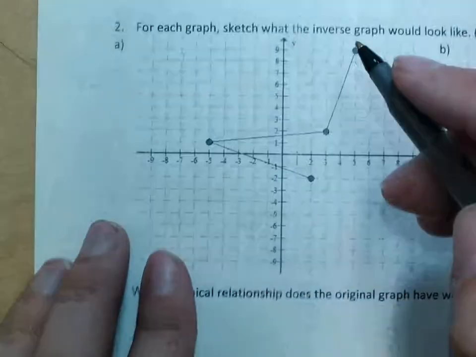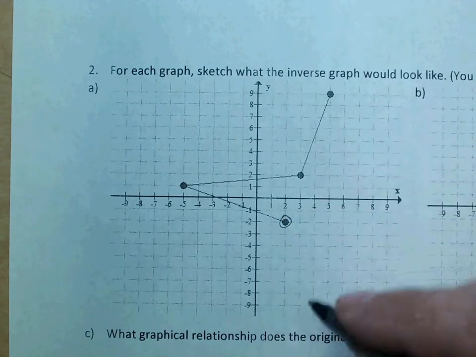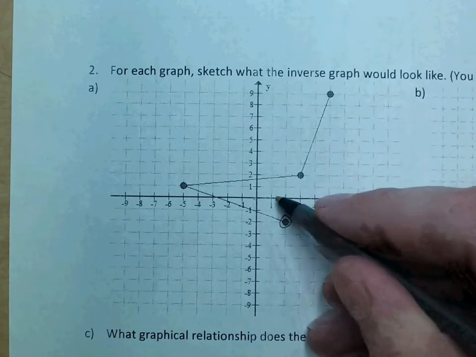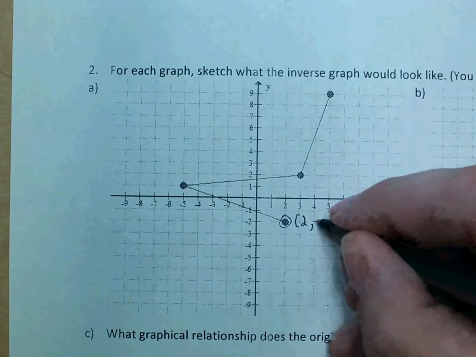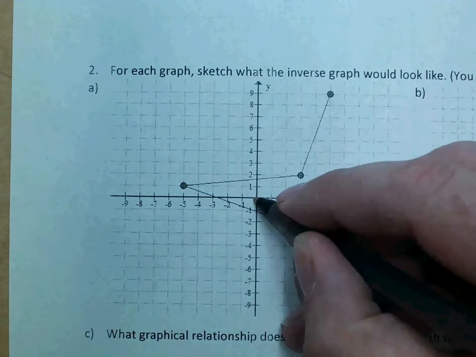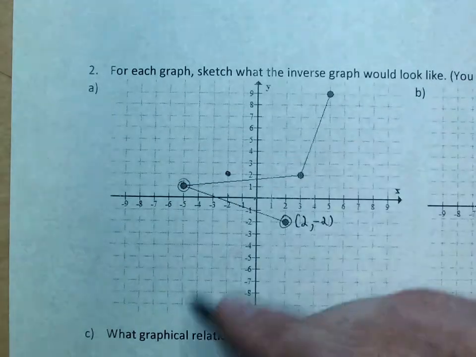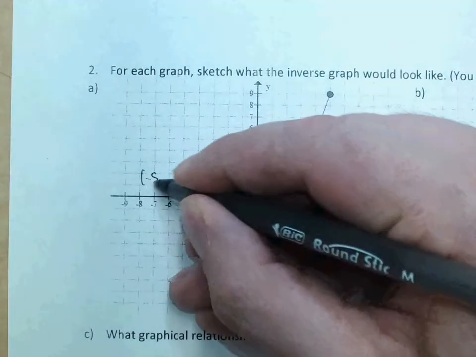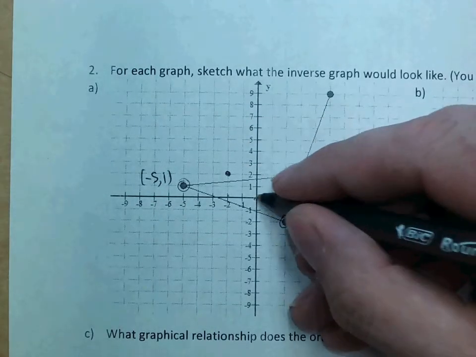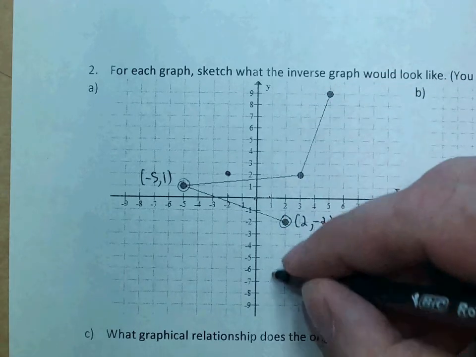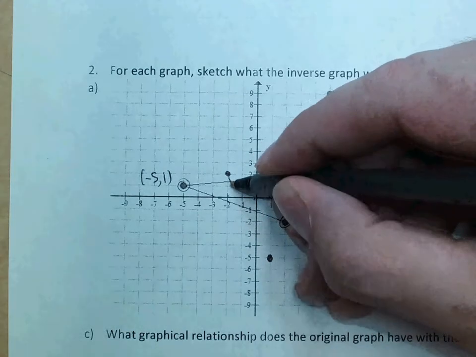For a graph, to find the inverse function, we need to just take each point and switch the x and the y values. This point was 2, negative 2. So when we switch the x and the y value, the new point will be negative 2, 2. This point was negative 5, 1. So the new point will be 1, negative 5. We've switched the x and the y values, and since this was connected to this, we're going to connect it.